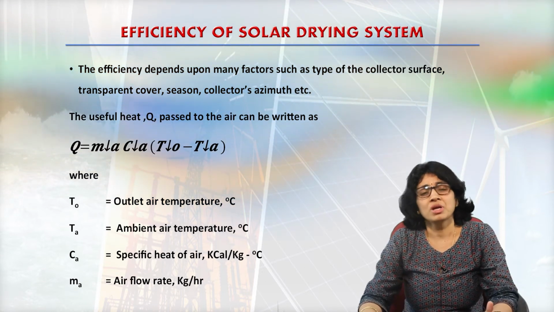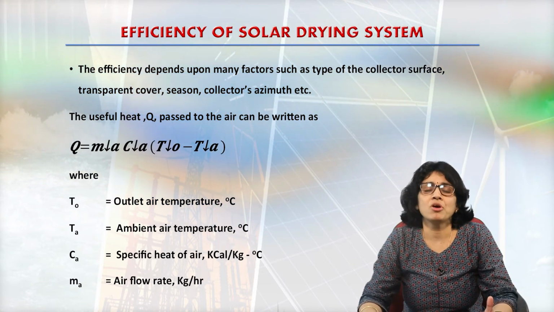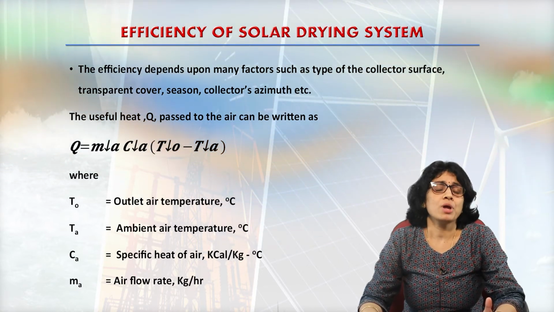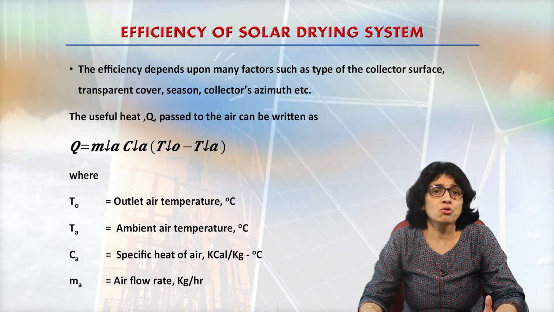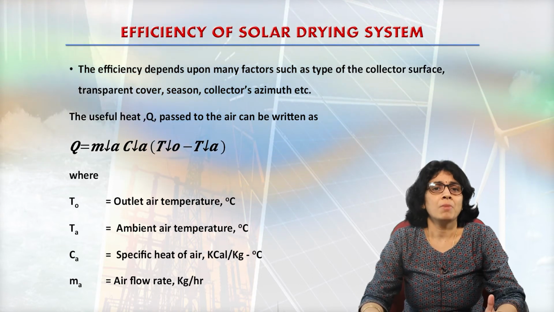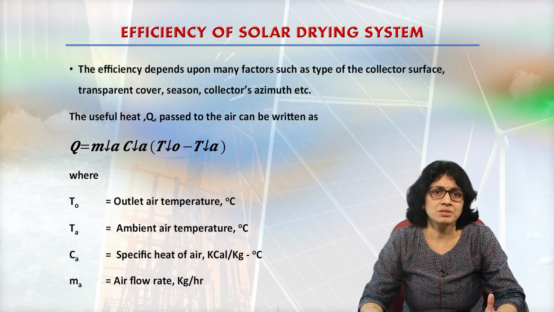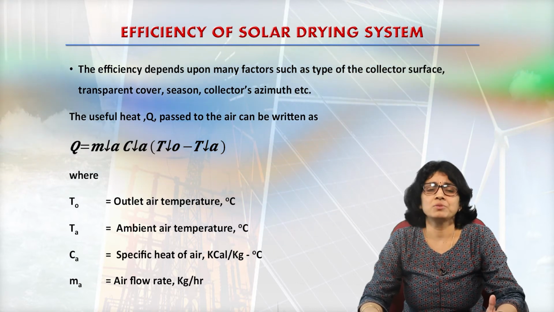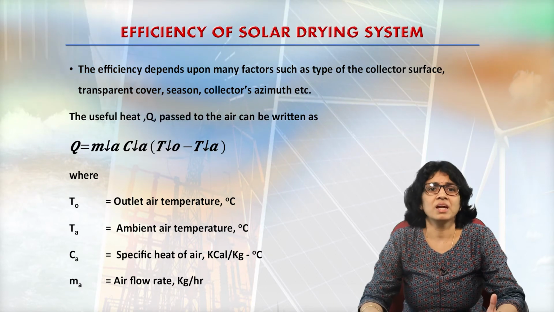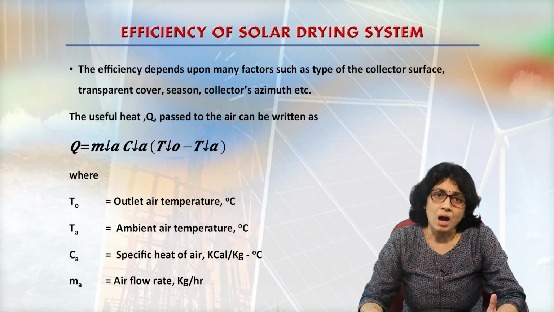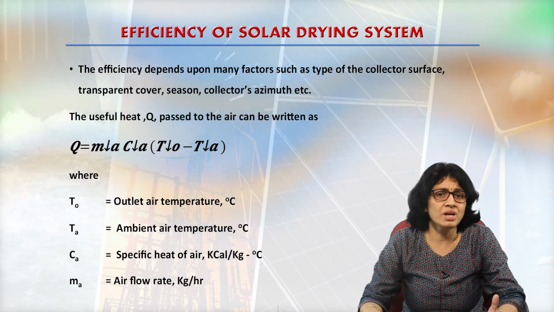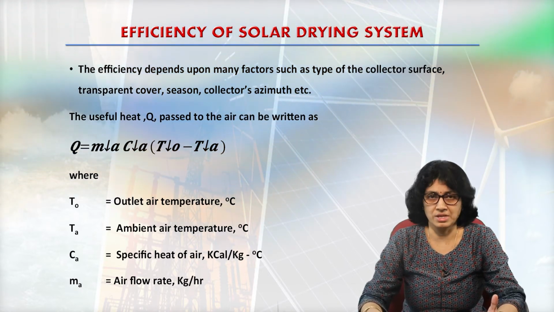Then we can use one formula for calculating useful heat Q. Q equals Ma into Ca into To minus Ta, where Ma is the mass of the air in kg, Ca is the specific heat of the air in kilocalorie per kg per degree centigrade, To is the outlet air temperature in degree centigrade, and Ta is the ambient air temperature in degree centigrade.